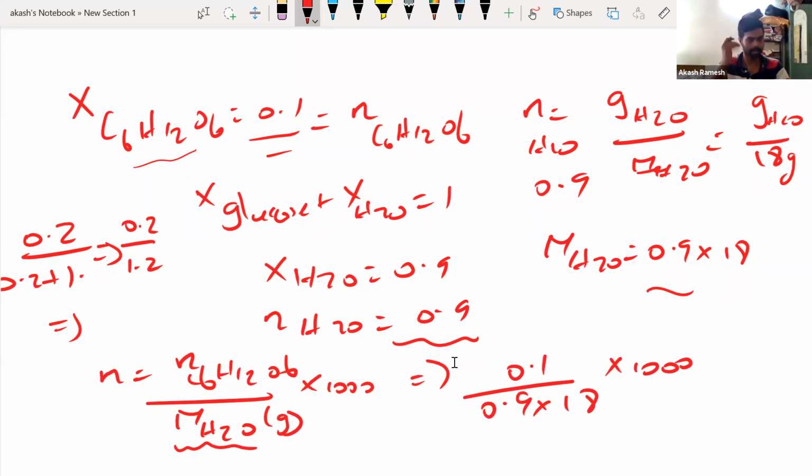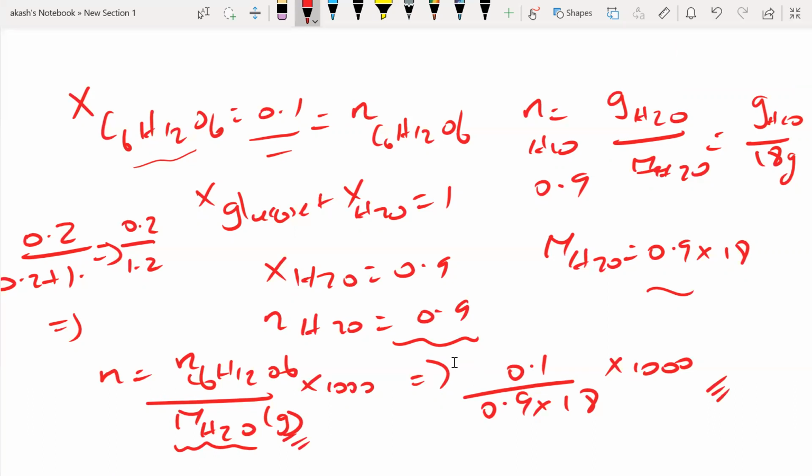Okay, anybody got this? Not the final answer, but this one you got, anybody? What was the problem? The problem was finding out the mass of H2O. Was that the problem? No, sir, it was a simple one.